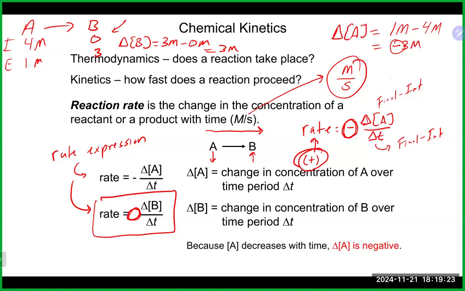So when we're dealing with reactants, we do put the negative, but we do not put it with products, as they're increasing with time. Any questions on that there?